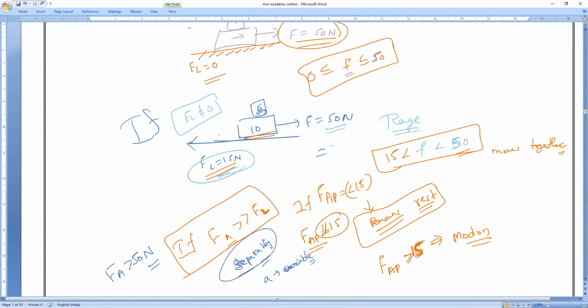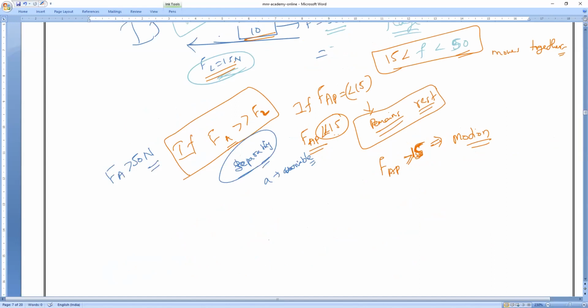So they'll move separately, and acceleration is variable. Are they in relative motion or non-relative motion? They will be in relative motion. So will they get kinetic friction or static friction? Kinetic friction. They will get kinetic friction. Understand how to solve? Everybody clear? Yes, sir. So this is about it.